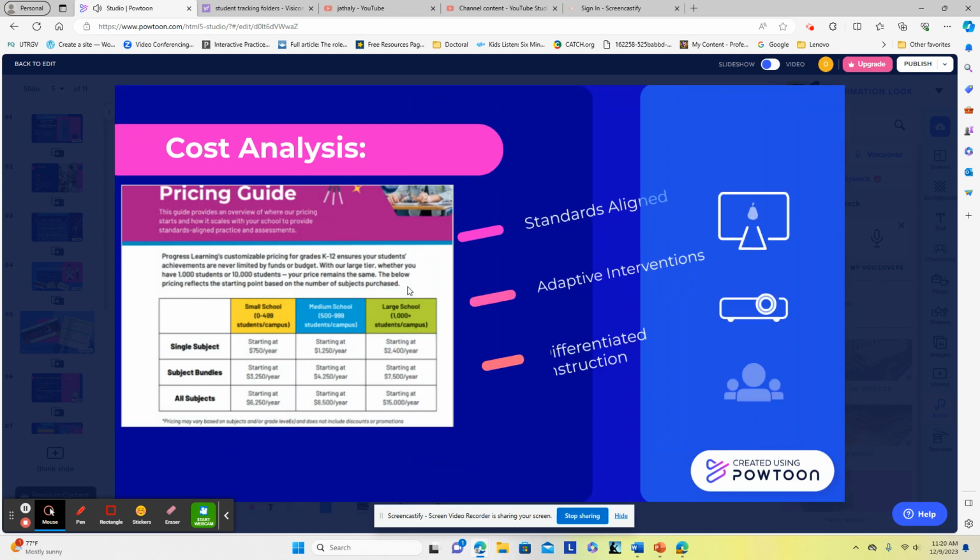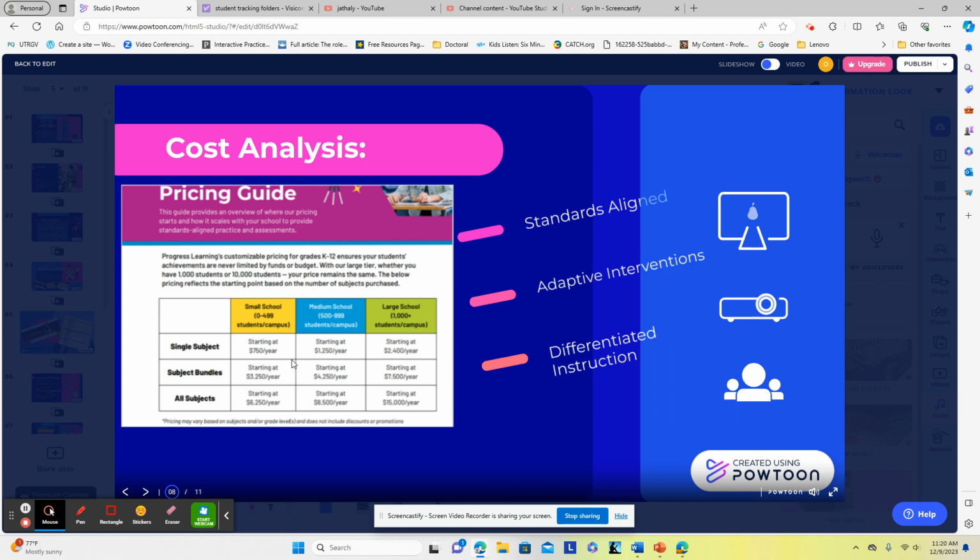The cost analysis, now let's not be alarmed. We know that as school districts, we're always looking to find a good investment. We want to get a good bang for our buck, right? So basically, we have a pricing guide here of the different campus sizes. So it would just vary depending on how large the campus is.